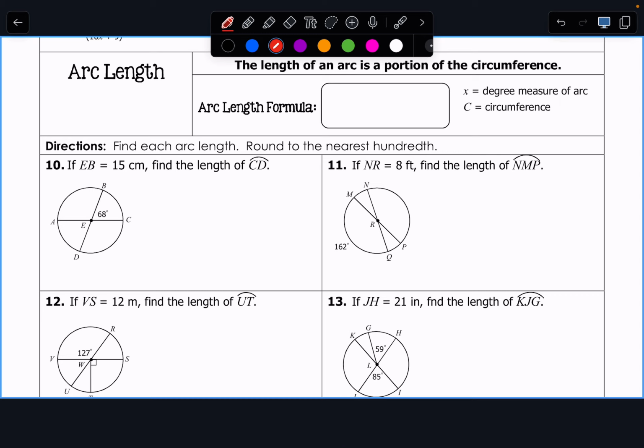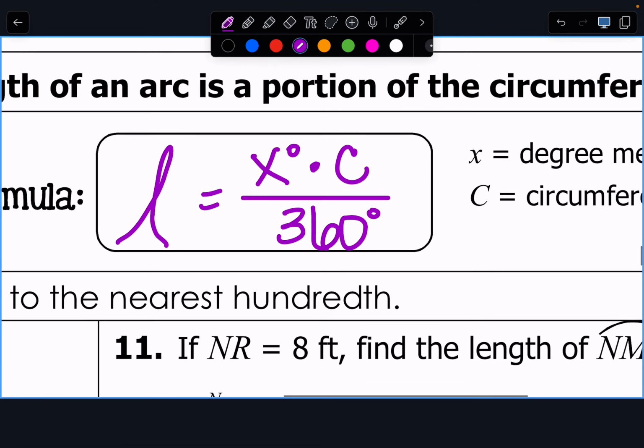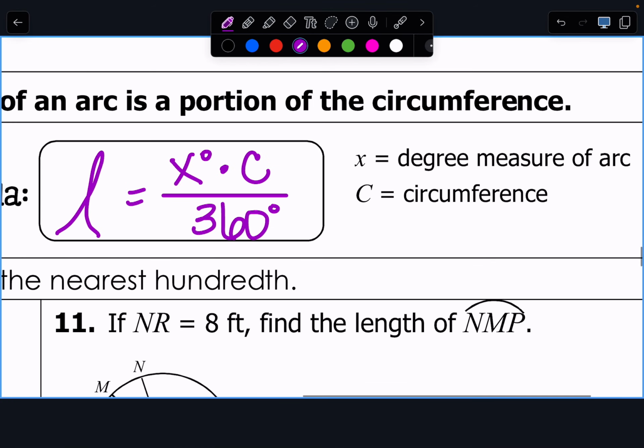Now, we've talked about the degree measure of an arc, but we have not talked about the length of an arc. So this is what we're going to do to find the length of the arc. The length of our arc is going to be whatever the degree measure is times our circumference divided by 360. Write it down. I want to talk about why it is.